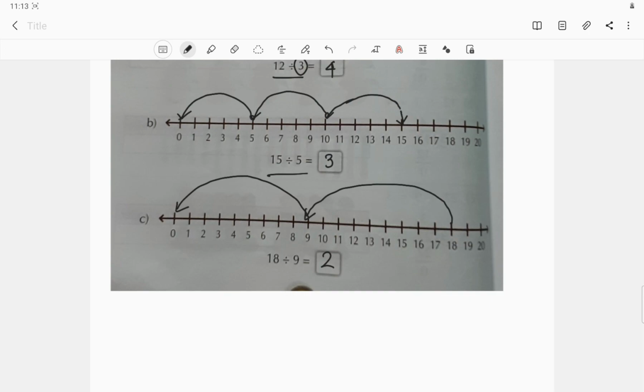And page number 123, this is your home task. Please do it. Okay. And next day we will do the next topic.